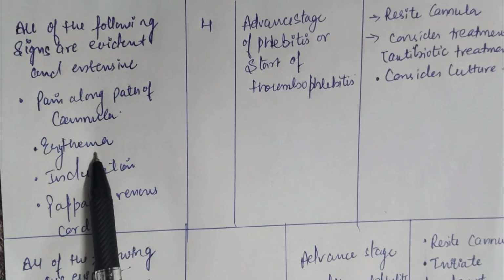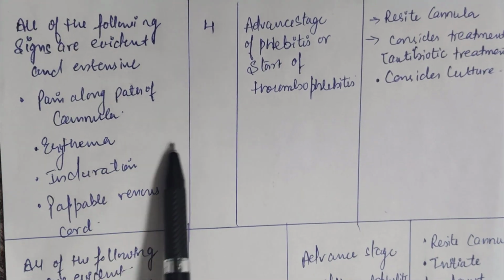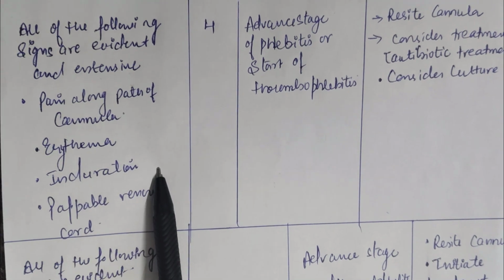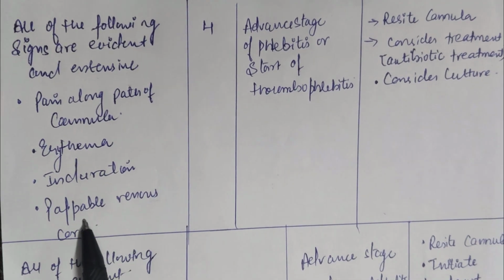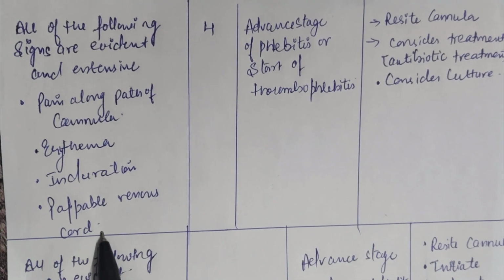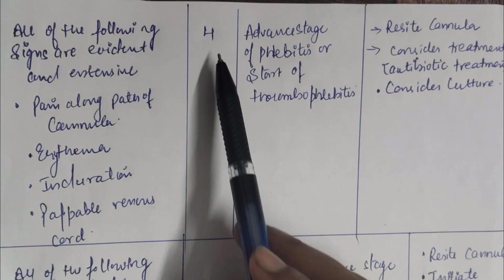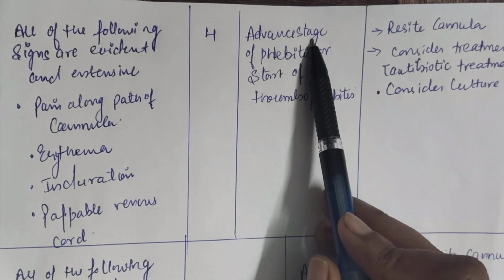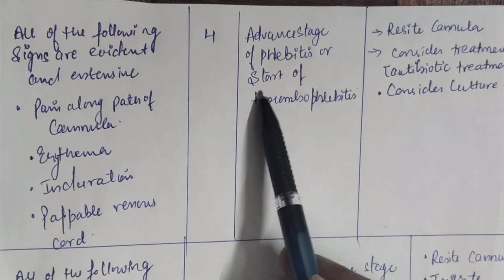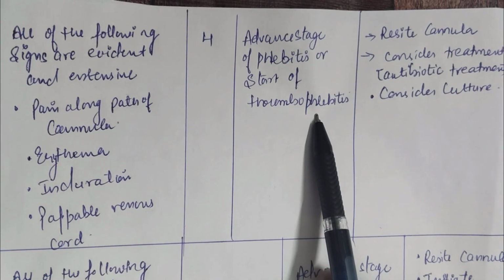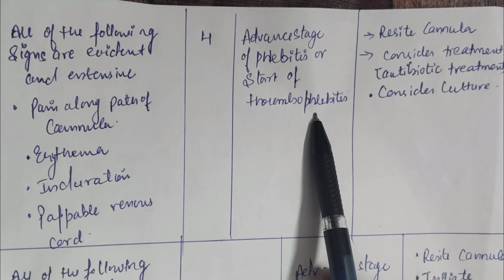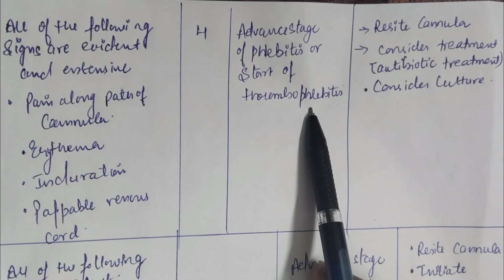Second is erythema. Any redness can also be there. Then induration, like hardening of the tissue, can appear, and the palpable venous cord can also appear. So these are all the signs that can be seen in 4th grade, and that is called the advanced stage of phlebitis or the start of thrombophlebitis. It means more than one or two blood clots appear in the vein at this stage.